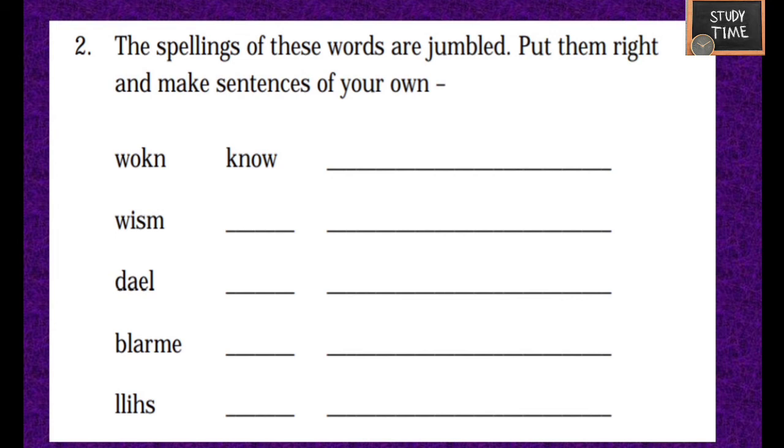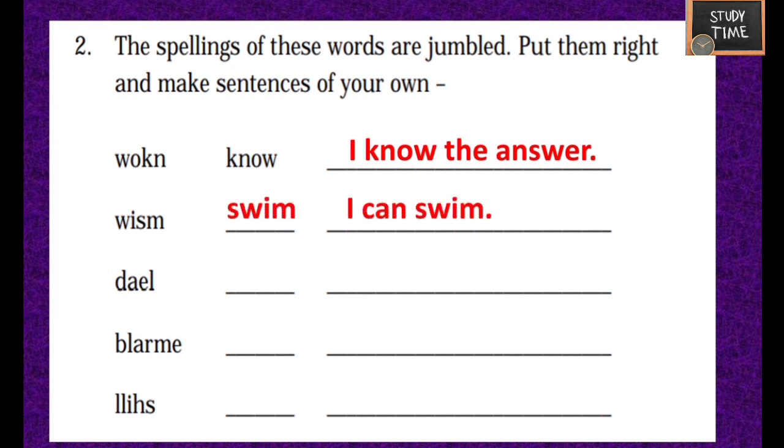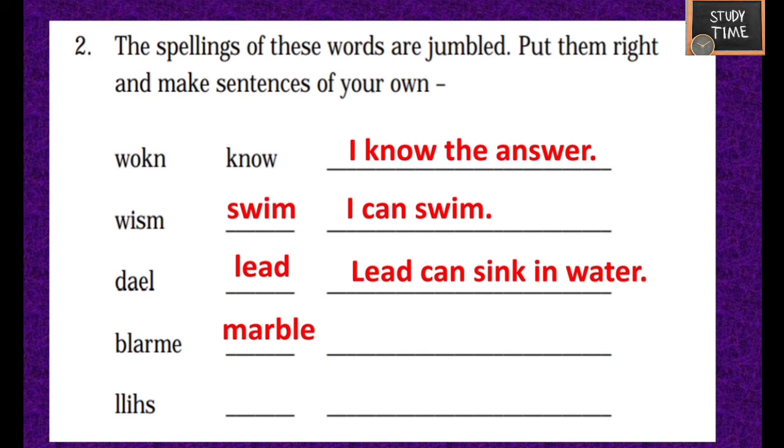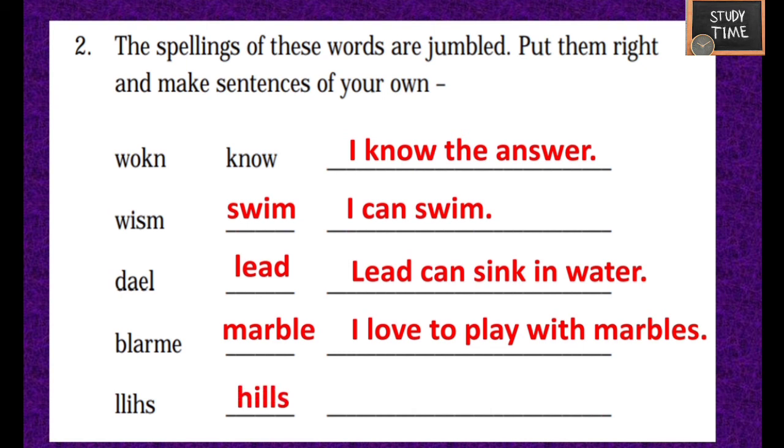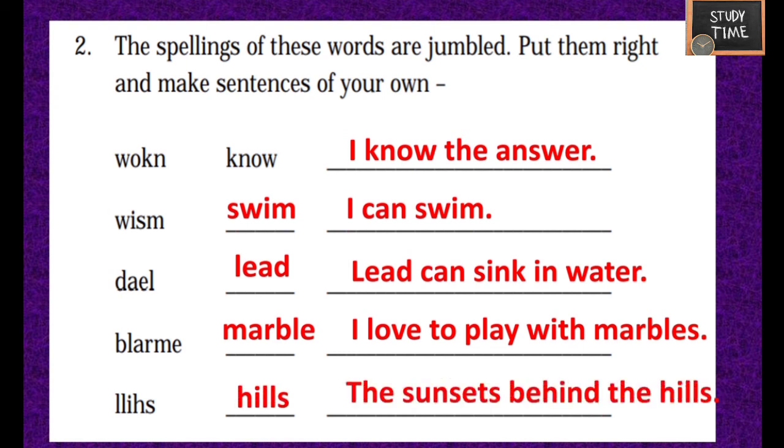The spellings of these words are jumbled. Put them right and make sentences of your own. So first they have given an example. The correct word is no. I know the answer. Second word is swim. I can swim. Third word is lead. Lead can sink in water. Fourth word is marble. I love to play with marbles. Fifth one is hills. The sun sets behind the hills.